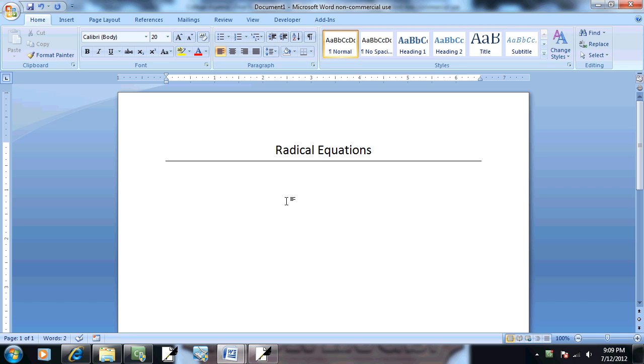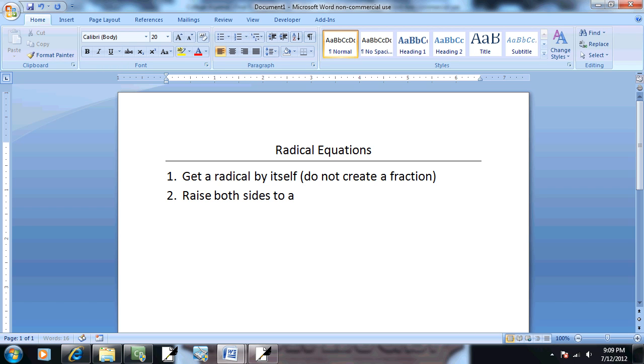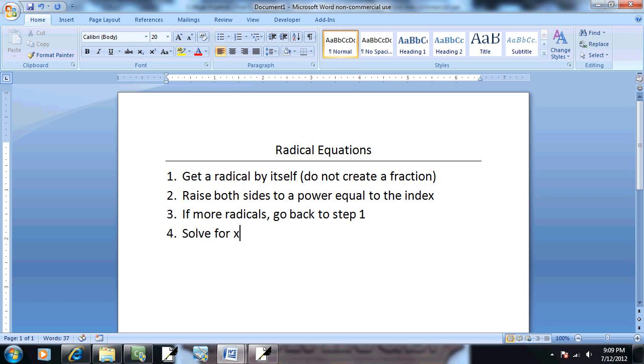There we go. Okay, step 1. Get a radical by itself. Do not create a fraction. Step 2. Raise both sides to a power equal to the index. Step 3. If you have more radicals, go back to step 1. Step 4. Solve for x.